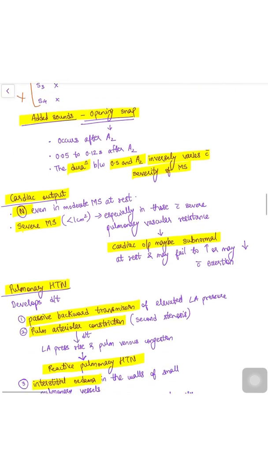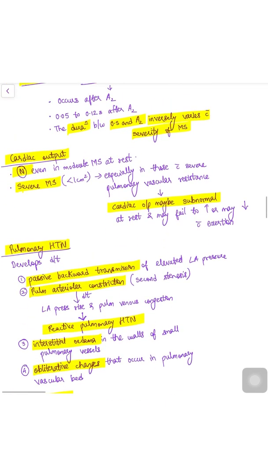Now, MS leads to back pressure changes and causes pulmonary hypertension. Harrison mentions 4 causes of pulmonary hypertension, which include the passive backward pressure because of the elevated LA. Second is pulmonary arteriolar constriction. Basically, the LA pressure rises, there is an increased pulmonary venous congestion that leads to a reactive pulmonary hypertension. The increased pulmonary venous congestion will lead to vasoconstriction in that area, which will lead to a pulmonary hypertension. This is called as second stenosis.